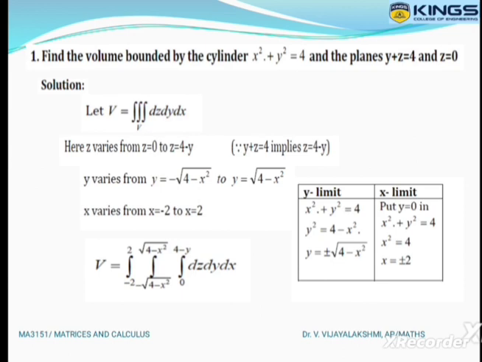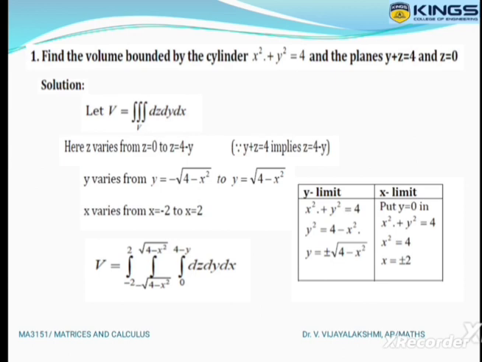So first the limit for z. That one is obtained from the plane equations y plus z equal to 4 and z equal to 0. So y plus z equal to 4 implies that z equals 4 minus y. Therefore, the value of z varies from 0 to 4 minus y. Next, we have to find the limit for y. That one is obtained from the curve equation x squared plus y squared equal to 4. Solving this, we get y equal to plus or minus root of 4 minus x squared. Therefore, y varies from minus root of 4 minus x squared to plus root of 4 minus x squared.